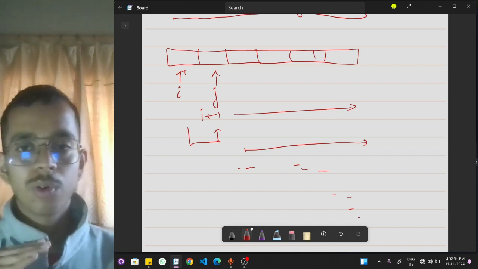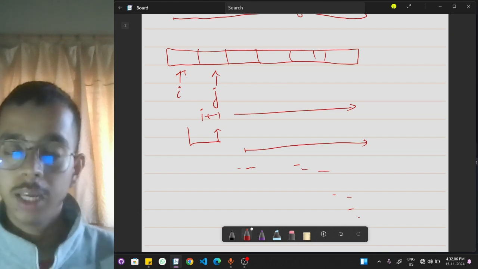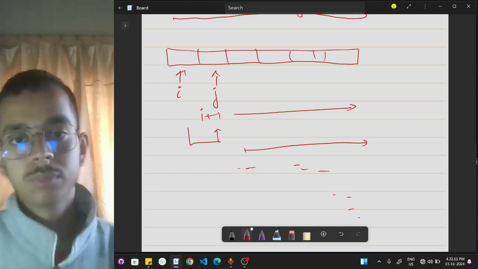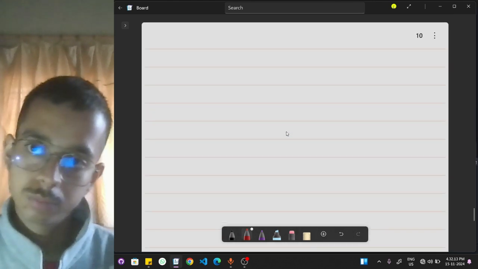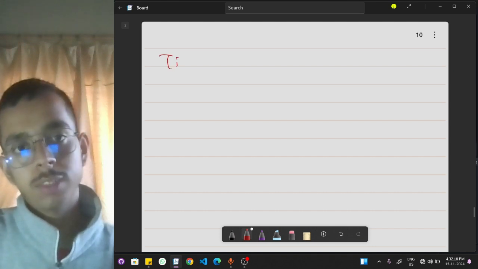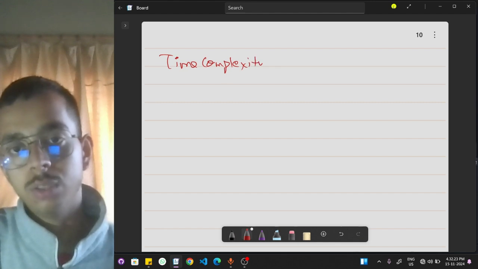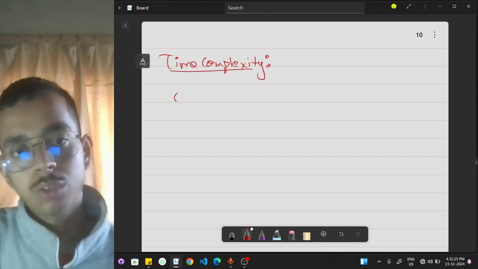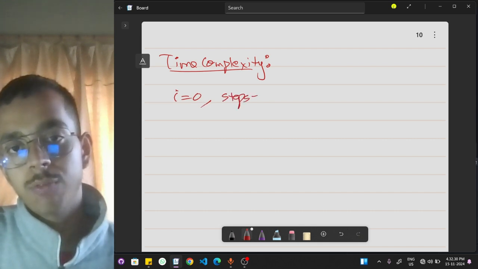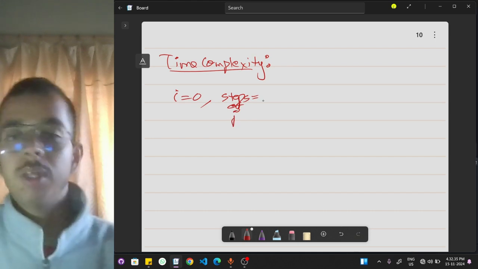So running these two pointers, this i and j, are the pointers which you are using to solve this problem of finding the sum. Think about the time complexity. What is the time complexity of the above mentioned solution which we have seen? So if i is equal to 0, what are the steps taken by j?